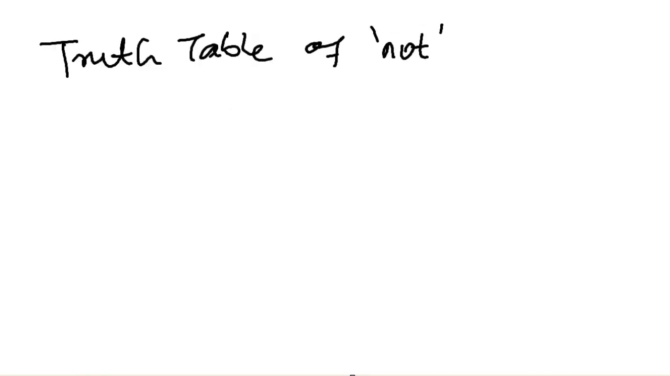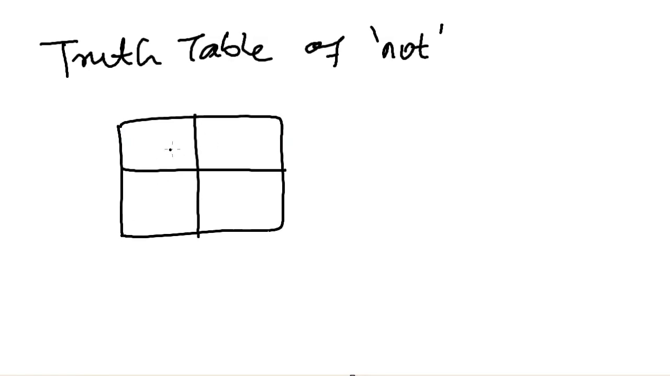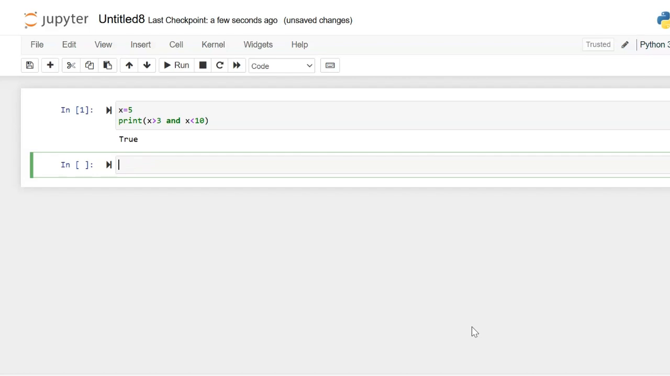Now, what is the truth table of not? For not, it is the opposite. If it is false, then it should be true. And when it is true, when we apply not, the answer should be false. Simply the opposite.